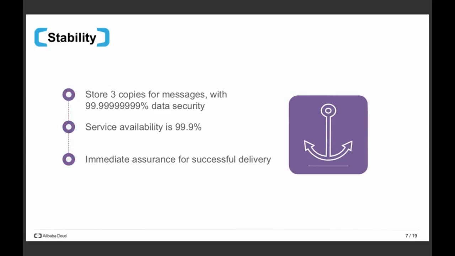And then the stability. Alibaba Cloud provides 99.99% data security, and they store 3 copies of your messages. In case of any failure, the backup messages will be restored without your knowledge. So there will be no downtime for the users, and there is a service availability of 99.9%. So you can always be assured that your service is up and running.